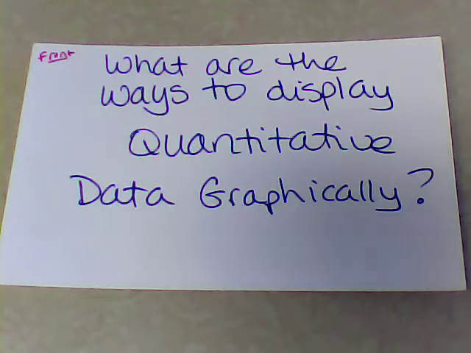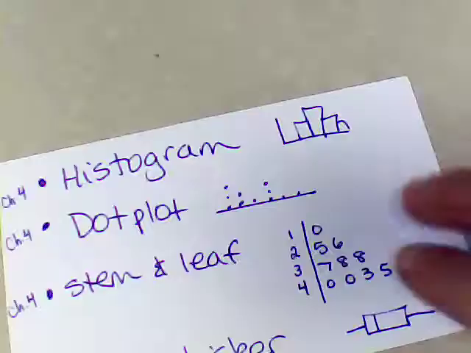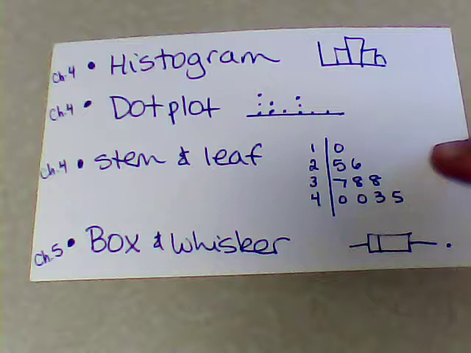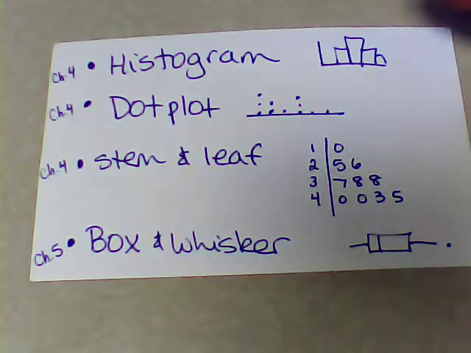Chapter 4 deals with quantitative data. So the thing we're going to start off with are the ways to display quantitative data graphically. There's four main types of graphs. Chapter 4 talks about the histogram, dot plot, and stem and leaf plot, and then chapter 5 mentions a box and whisker plot. So these are the types of graphs you can make for quantitative data.